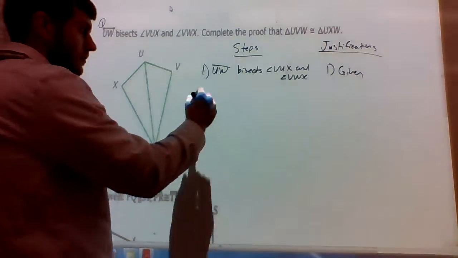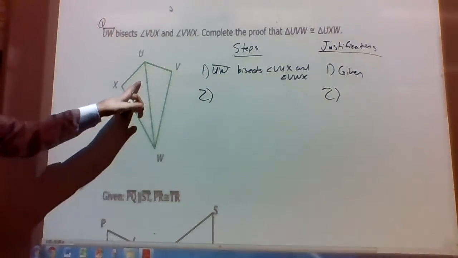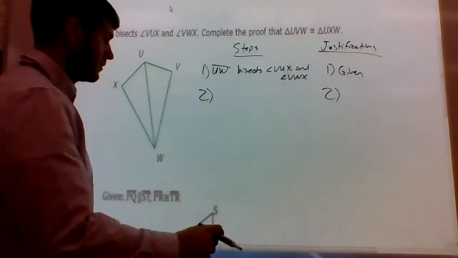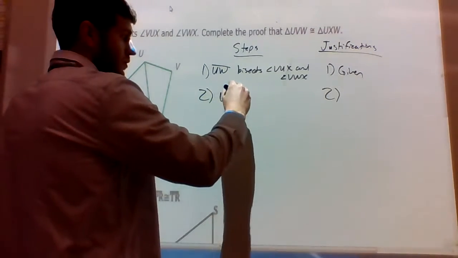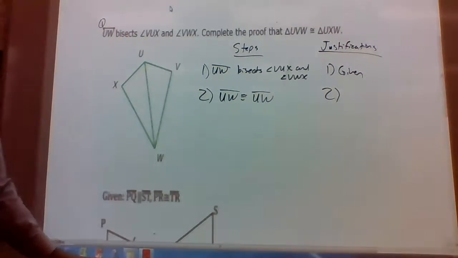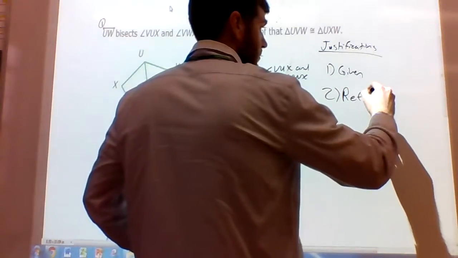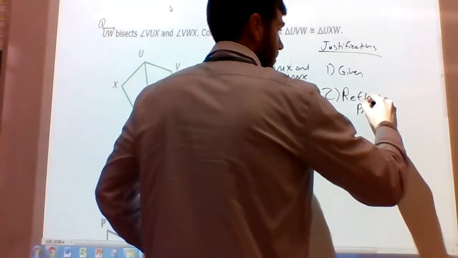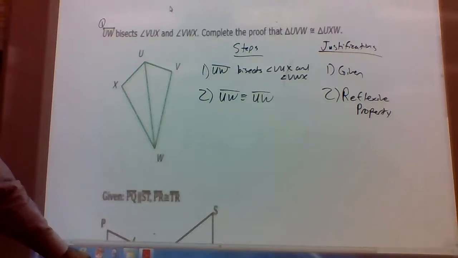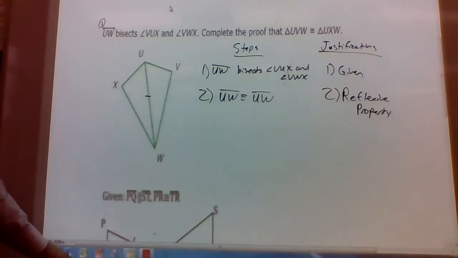Okay, second step, look for shared sides or vertical angles. We notice these triangles share a side. They share the side UW. So UW is congruent to UW. Okay, that is going to be the reflexive property of congruence. So we can put a mark on our diagram.